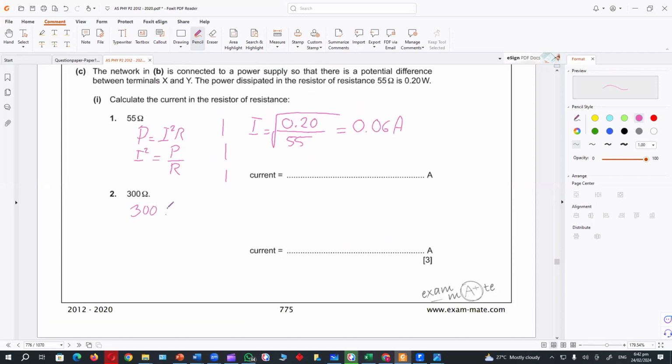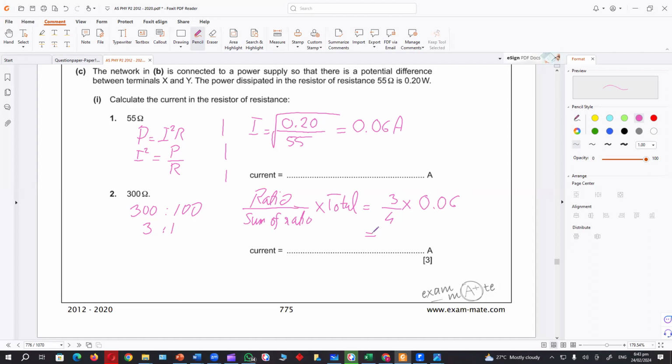The ratio is 300 is to 100. In parallel, current is divided. It is 3 is to 1. So I will use ratio upon sum of ratio into total. So I will use 3 upon 4, and my total current was 0.06. The ratio method is very effective, and whenever you are using a ratio method, you can directly solve it.